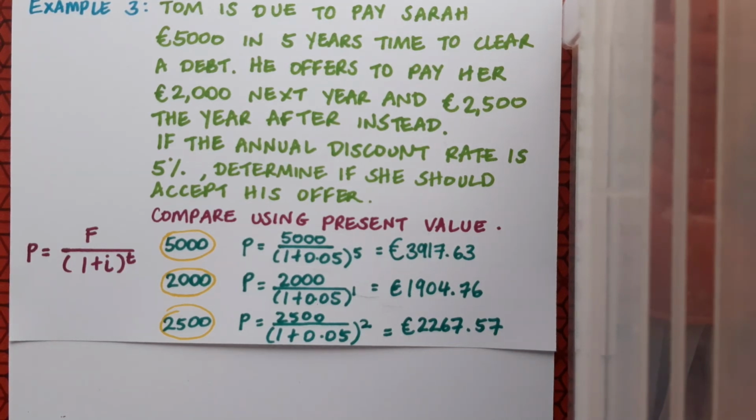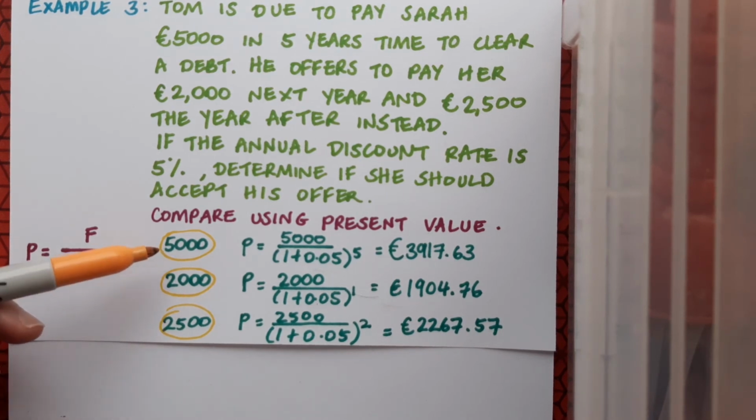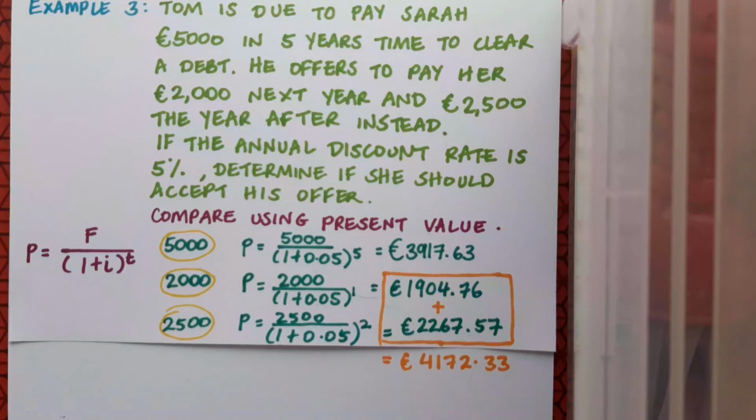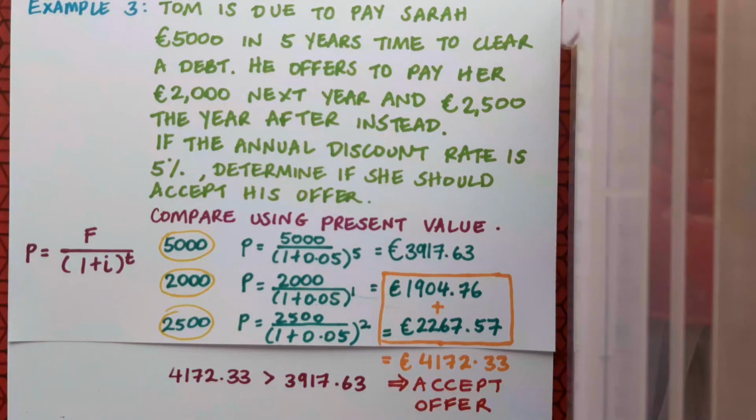At first glance, we might say no, because 2,000 and 2,500 is less than the 5,000 that he owes her. But when I look at the present values instead, I can see that the two amounts that Tom is offering to pay Sarah back actually have a present value of 4,172.33, which is greater than the present value of the 5,000, which comes to 3,117.63. So she should accept his offer because it's more financially advantageous to her.